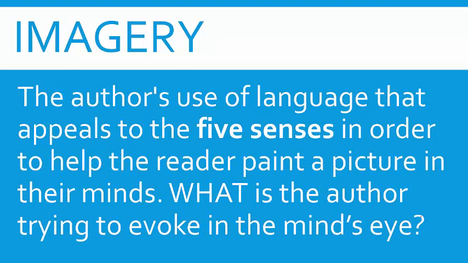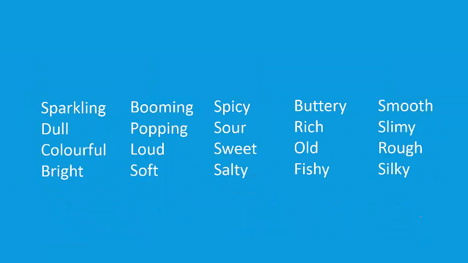So imagery is the author's use of language that appeals to the 5 senses. And stop for a second, try to remember what they are. And what this does, it helps the reader paint a picture in their minds. We have to ask, what is the author trying to evoke in the mind's eye? So take a look at these 5 categories. Can you identify which sense belongs to each category? So pause the video right now and try it out.